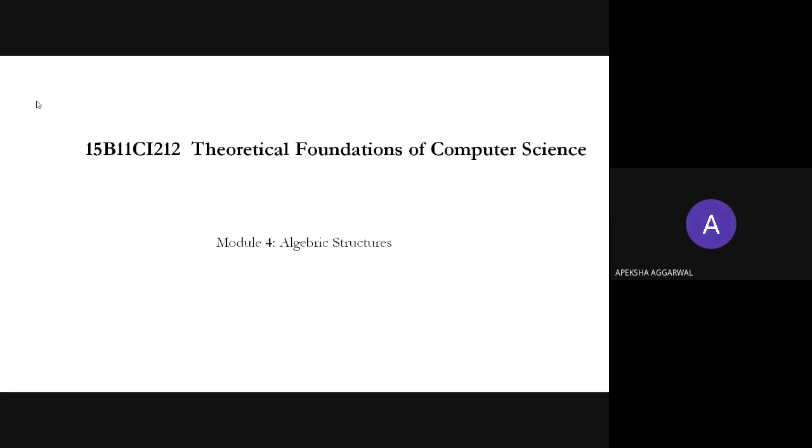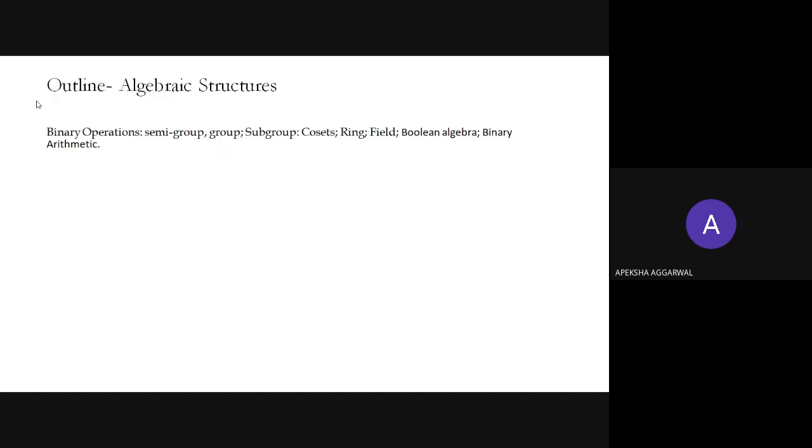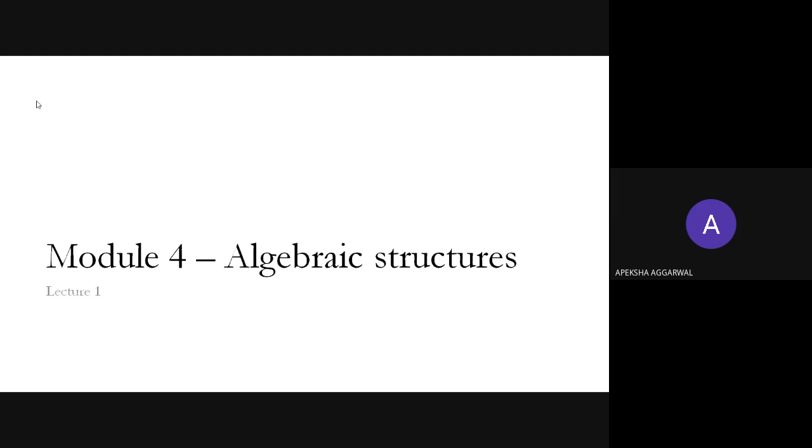So, we'll start with module 4. Up till module 3, you'll get in T1. Okay. So, module 4, algebraic structures. We'll start with binary operations and semi-group today, and we'll cover group, subgroup, and cosets in next class. Okay. So, binary operations.